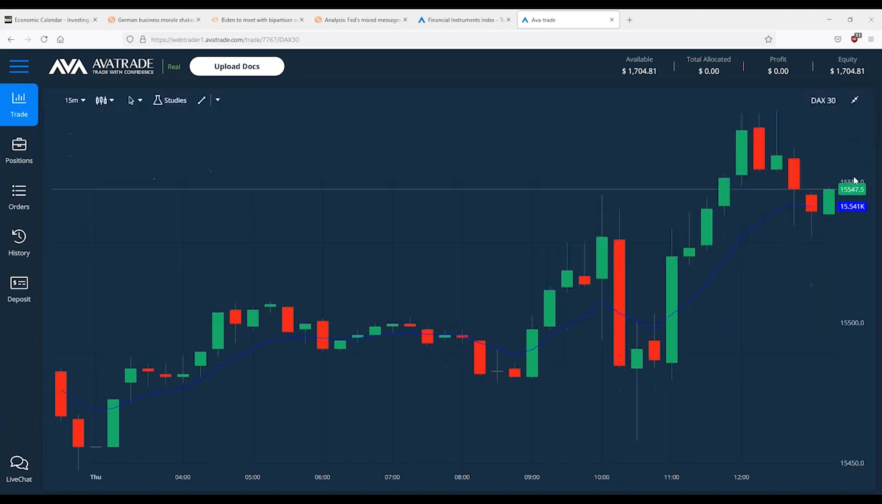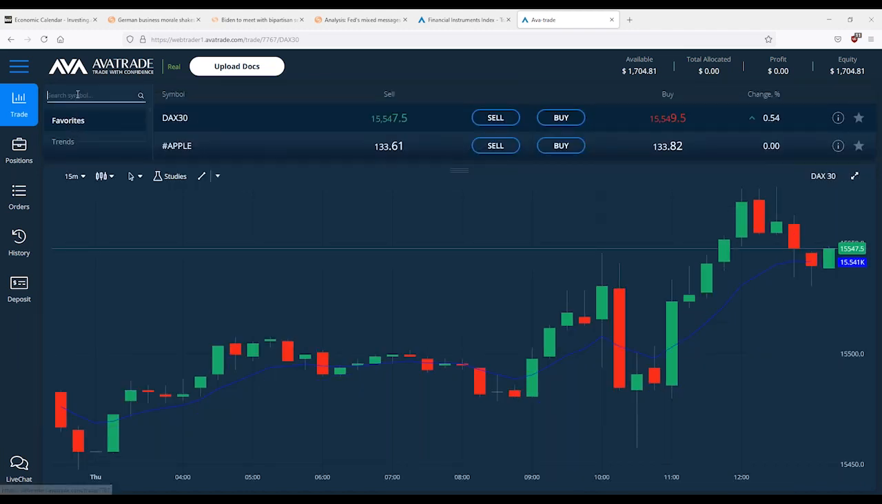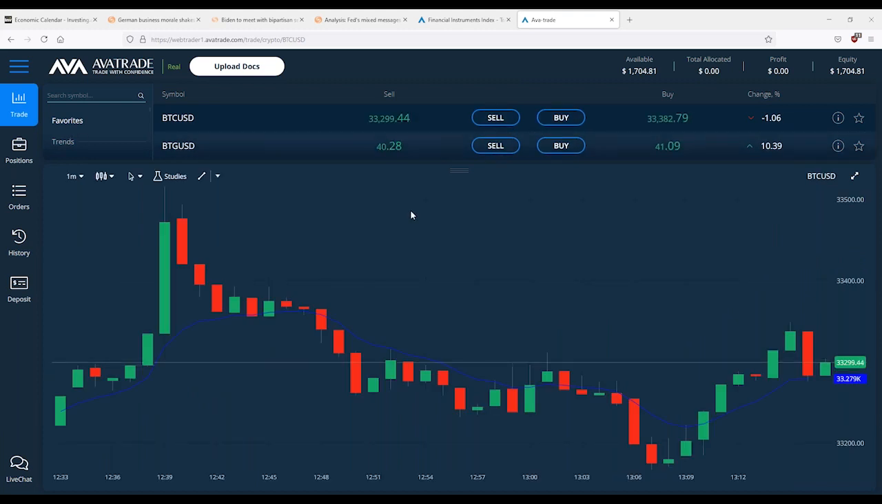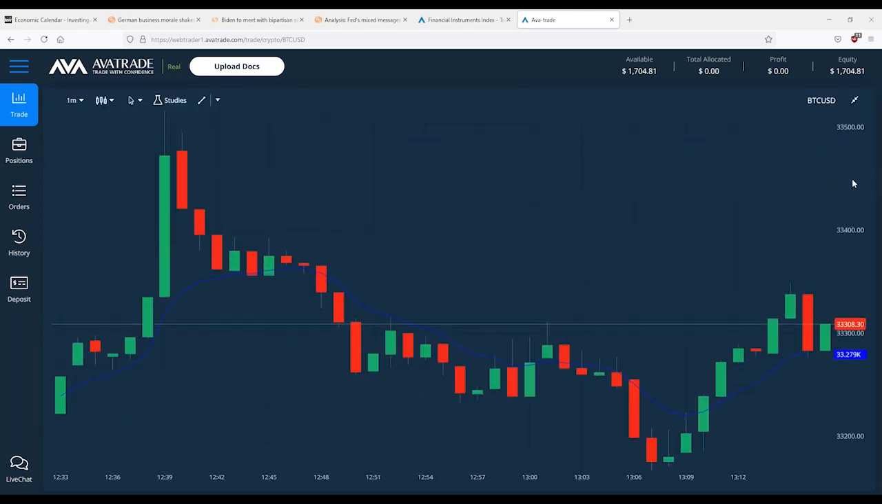let me go to full screen here. Let's get to Bitcoin first, then we'll go to full screen. Okay, we've got Bitcoin USD, maybe that's the one we'll do. And let's go to full screen.